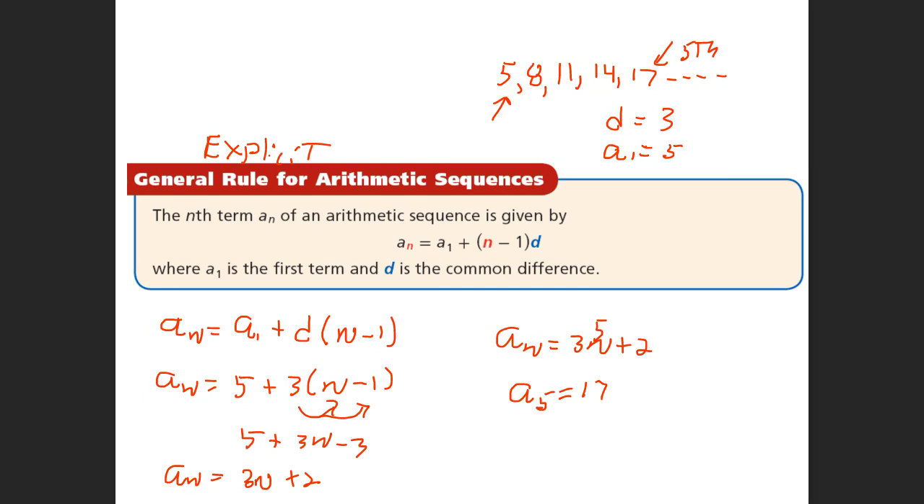And that's what this little subscript means. So if I said, what is a sub 100? That means, what is the 100th term? Just put 100 in here. 3 times 100 is 300 plus 2, so that would be 302. So once I come up with my explicit formula, I should be able to find any term in that sequence. Okay.